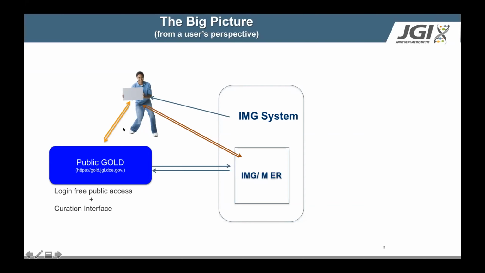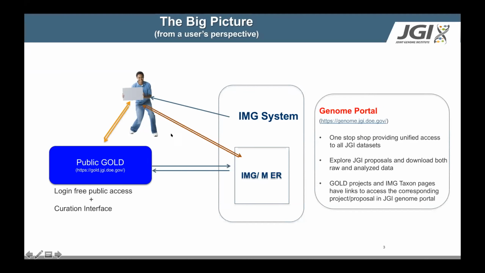So GOLD acts as a gatekeeper to the IMG system for defining projects and managing metadata to facilitate their annotation in IMG. And the genome portals are a one-stop shop for providing unified access to all JGI datasets. You can download both the raw and analyzed data using the genome portal. Throughout the GOLD database and in the IMG system, you will find links to the portal pages.